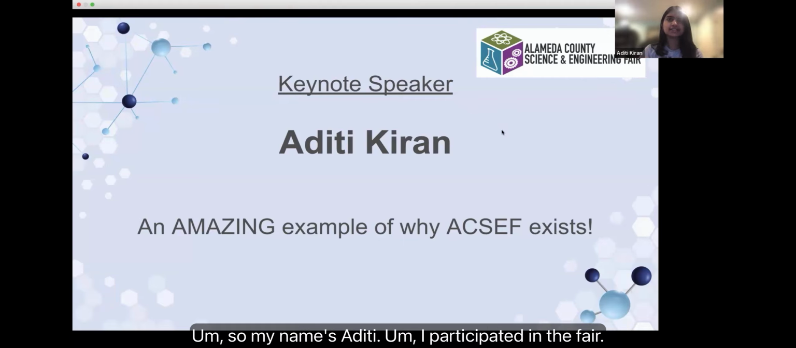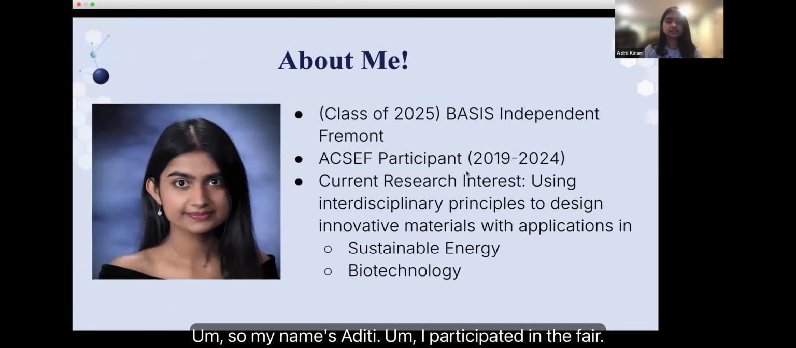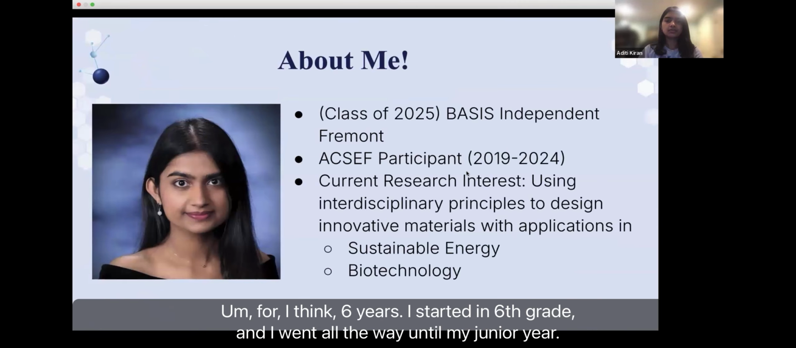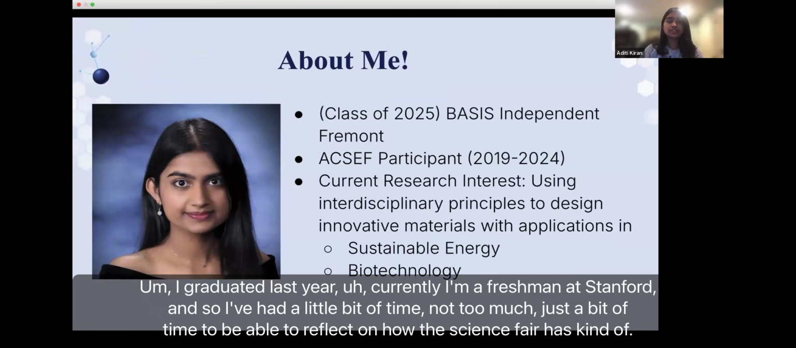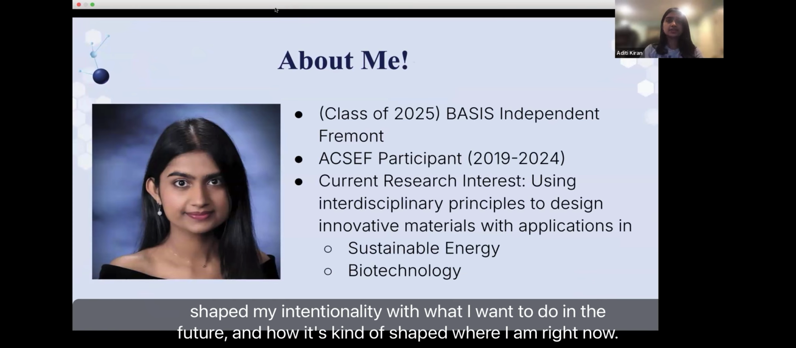So my name's Aditi. I participated in the fair for I think 6 years. I started in sixth grade and I went all the way until my junior year. I graduated last year. Currently, I'm a freshman at Stanford. And so I've had a little bit of time, not too much, just a bit of time to reflect on how the science fair has shaped my intentionality with what I want to do in the future and how it's shaped where I am right now.